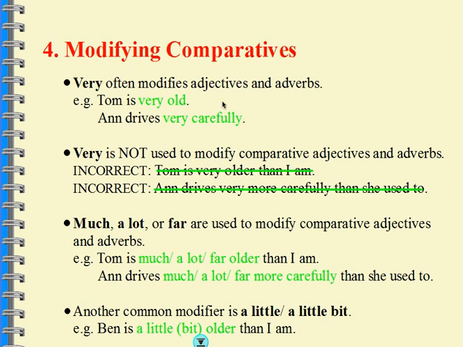Subtitle 4. Modifying comparatives. Very often modifies adjectives and adverbs. Example, Tom is very old. Very modifies the adjective old. Anne drives very carefully. Very modifies the adverb carefully.